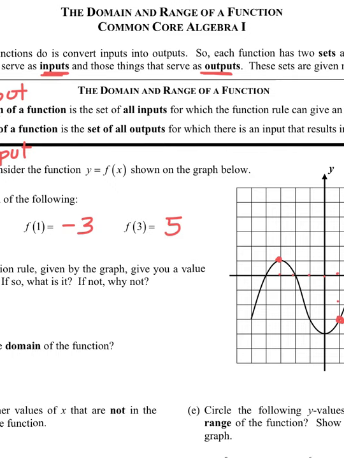Next question says, can the function rule given by the graph give you a value when x equals 5? Well, let's take a look at this graph. When x equals 5, there's no point on that graph. So we say no, there is no value when x equals 5. Why not? Because the graph doesn't extend to when x equals 5. So the question here is, is x equals 5 in the domain of the function? No, it's not. Domains are all of the inputs that we put into a function, and the range is the y values that we get out of that function.